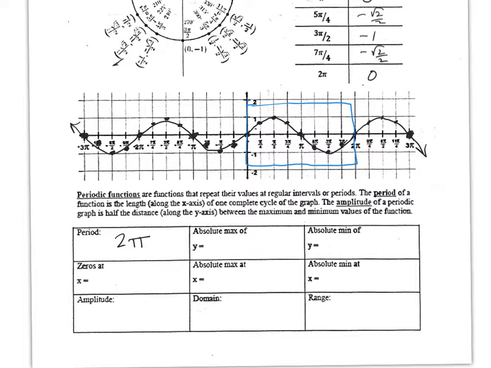So what I have in the blue square is your absolute max, of course, and your absolute minimum. Now, the zeros. If we look closely at the zeros, just the places where it touches the x-axis, it touches the x-axis at integers. There's no fractions. So we're going to call this pi k. K is an integer.